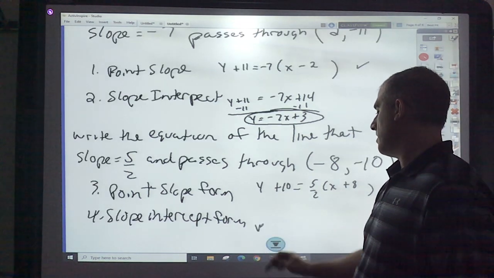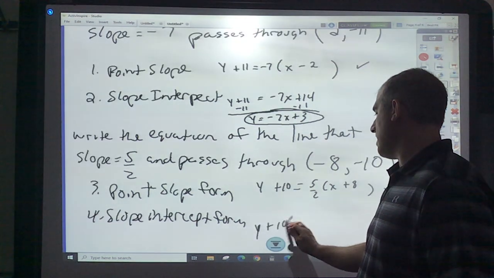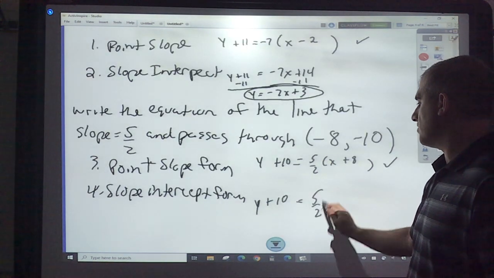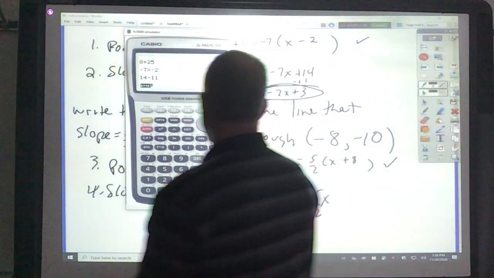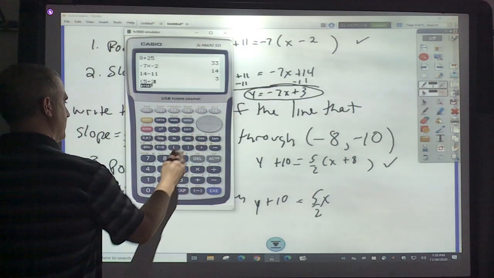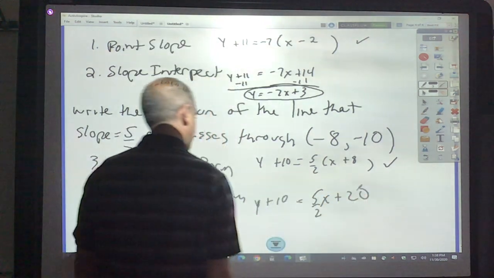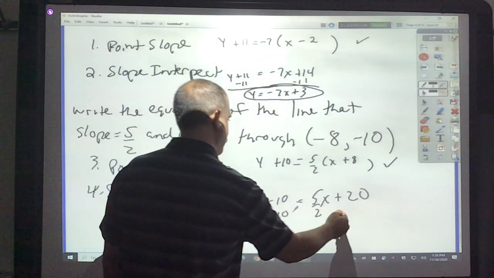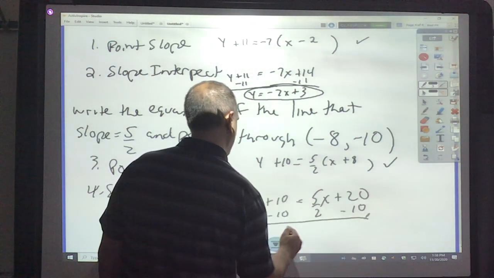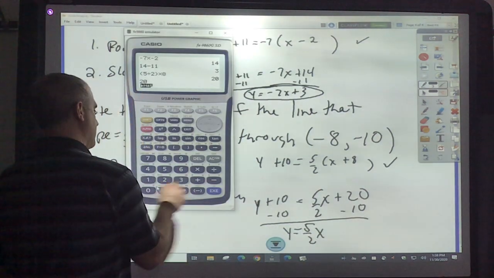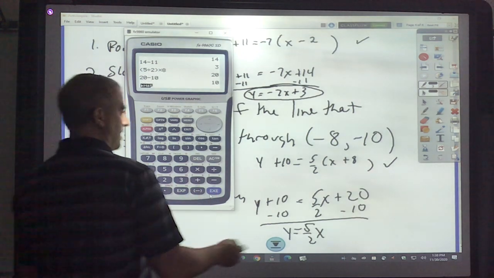For slope-intercept form, some of this stuff I'm going to keep. I'm going to keep the y plus 10 for right now. 5/2 times x would be 5/2 x. 5/2 times 8 is 20. I want to solve by subtracting 10 from that one, so y equals 5/2 x. 20 minus 10 is 10.